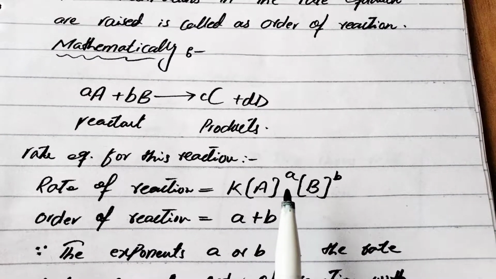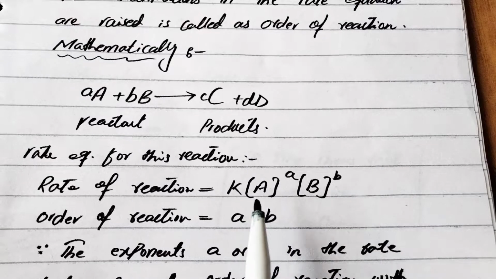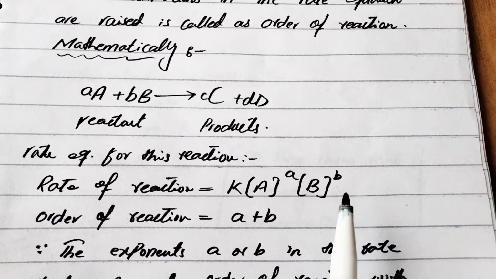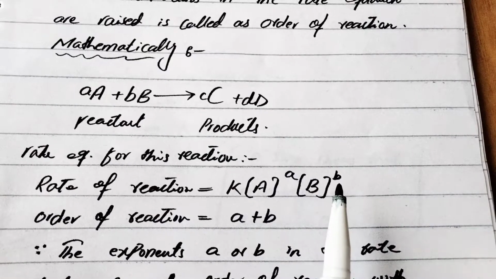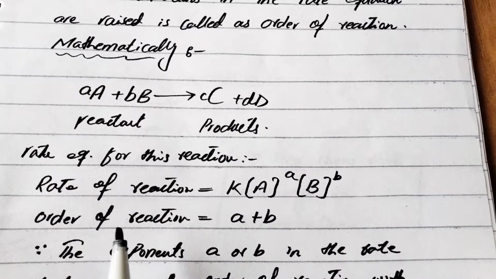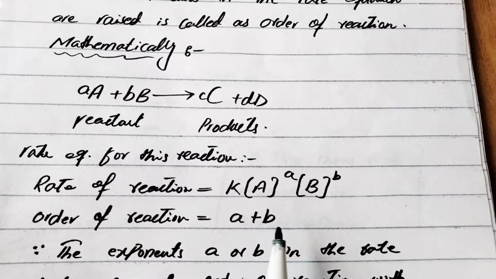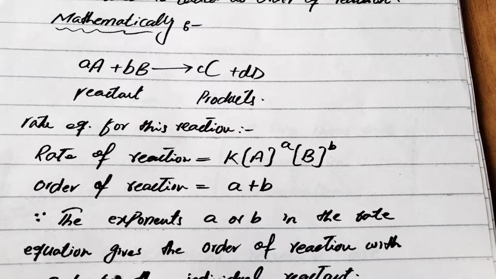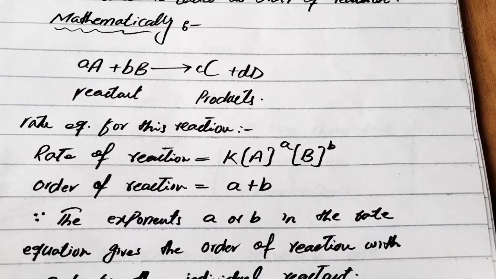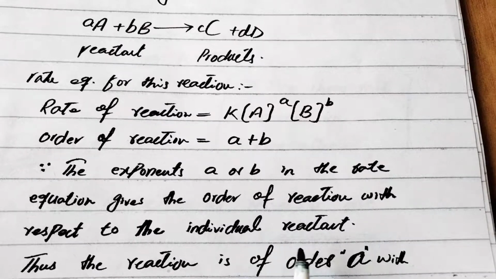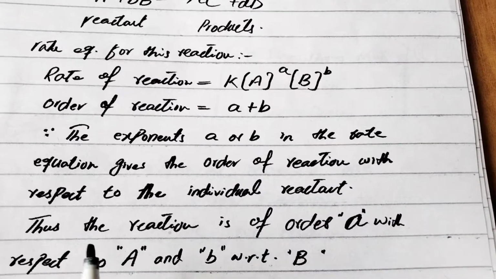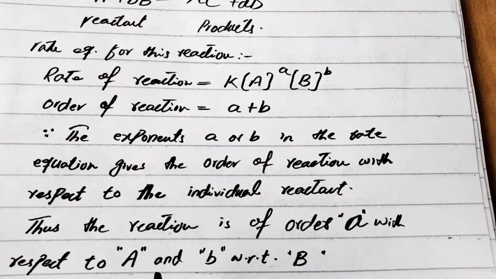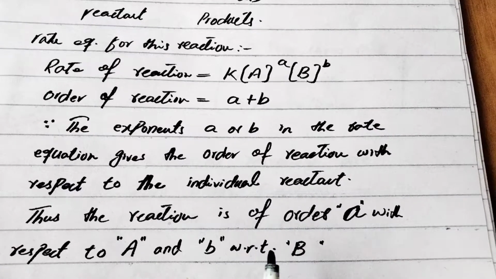A in square brackets shows the concentration and small a is the exponent. B in square brackets and small b show the exponent value. Order of reaction is equal to a plus b. The exponents a or b in the rate equation give us the order of reaction with respect to the individual reactant. So the reaction is of order a with respect to A and b with respect to B.